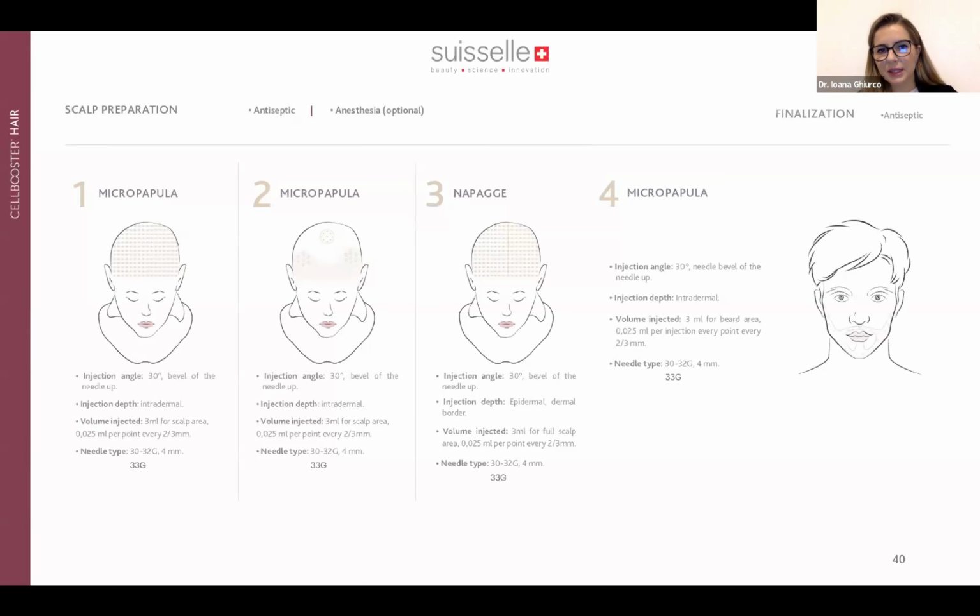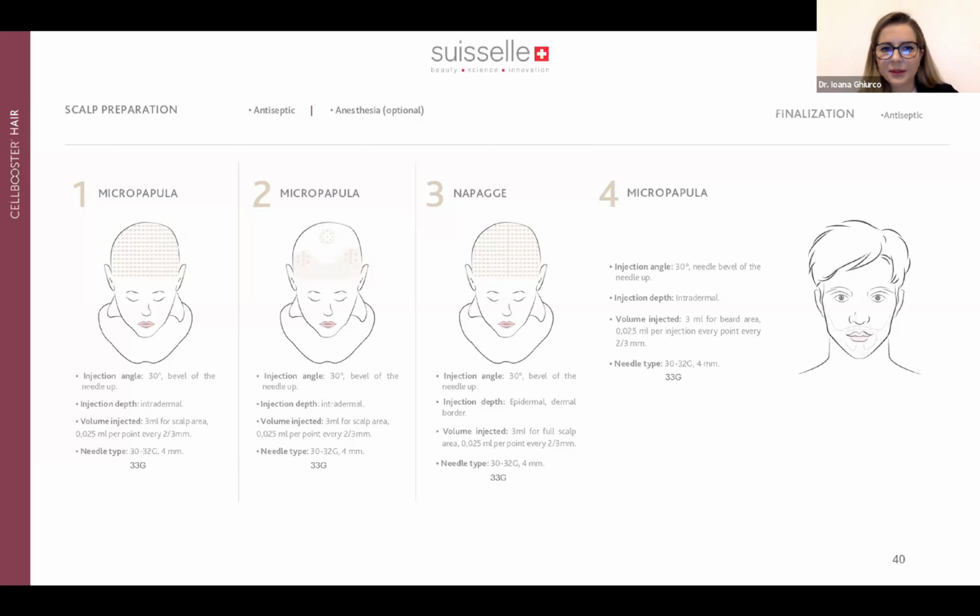My preferred injection technique is the micropapilla. So we go in the dermis. I prefer a 33 gauge needle, 4 millimeters. Like this, we can insert all the needle inside the dermis. It's important not to go very deep. If we use longer needles, we need to be careful because if we go too deep, basically we will lose the product. We don't need to be scared of side effects. It's just that we will not have an effect.